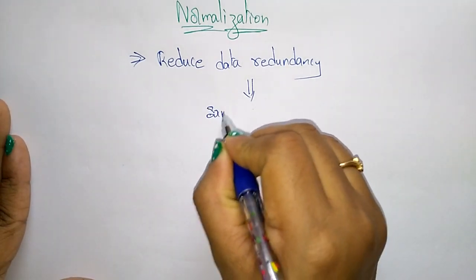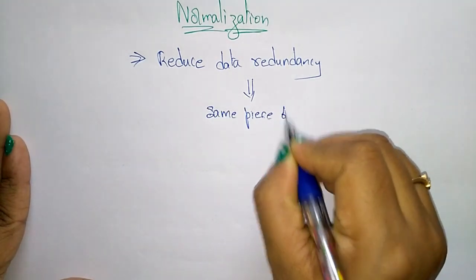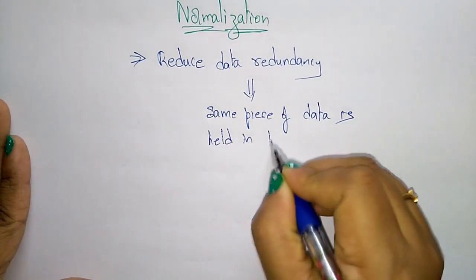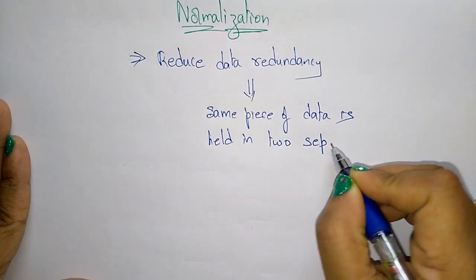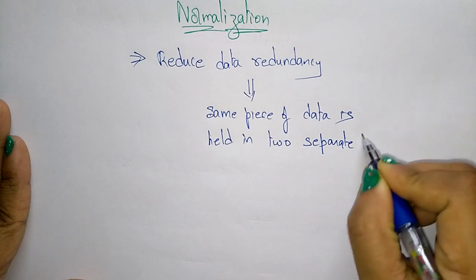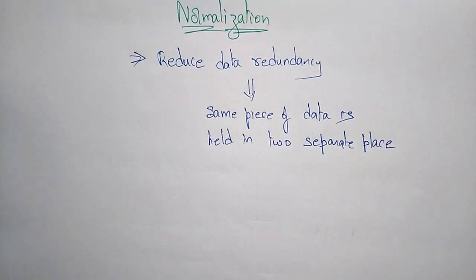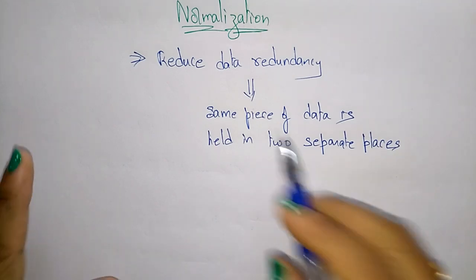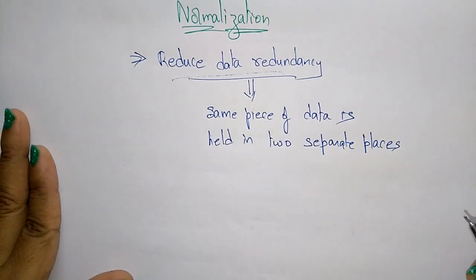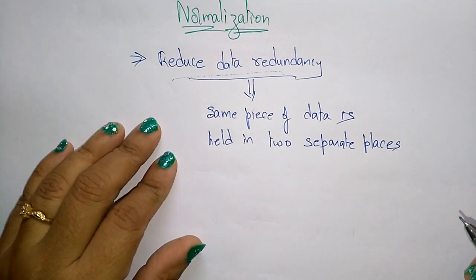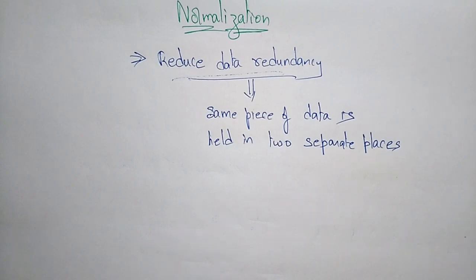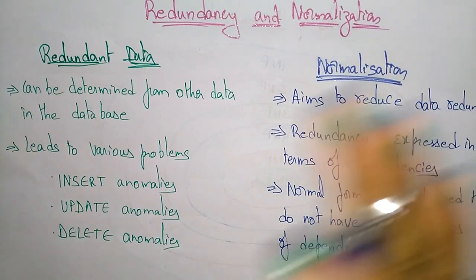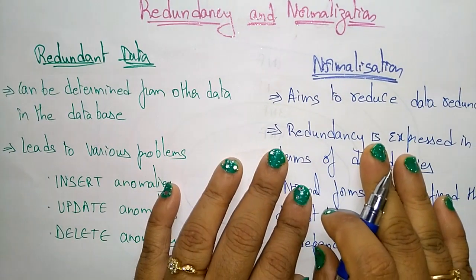Suppose the same piece of data is held in two separate places, that you call data redundancy. So if the same piece of data is present in two separate places in the same table, then you call it data redundancy. Before explaining normalization, let us see what is redundant data and what normalization can do.